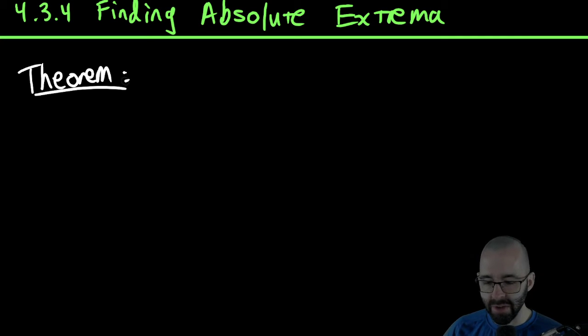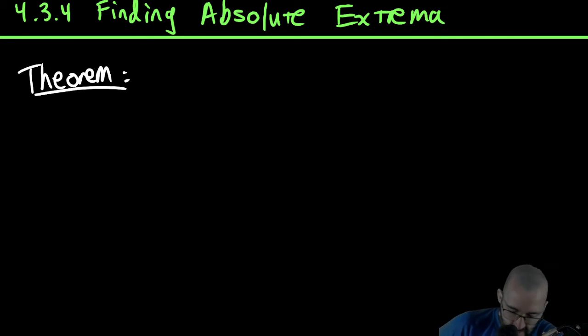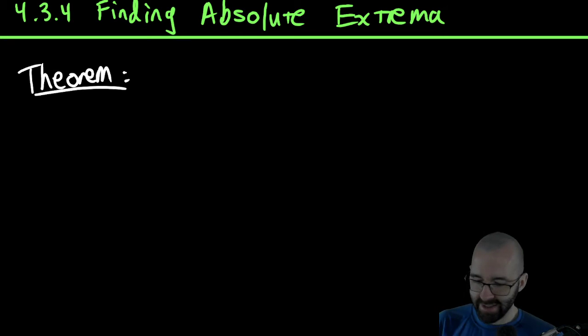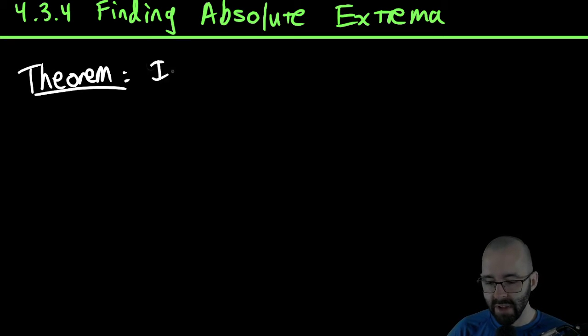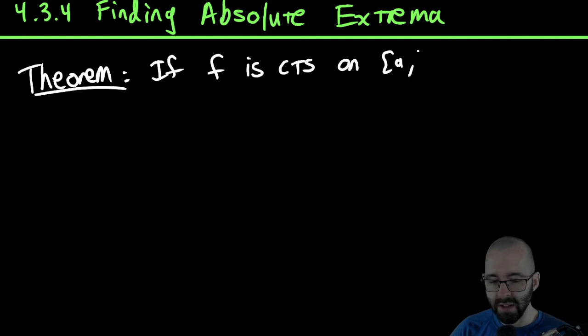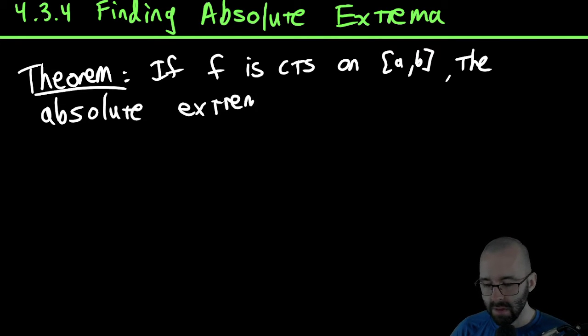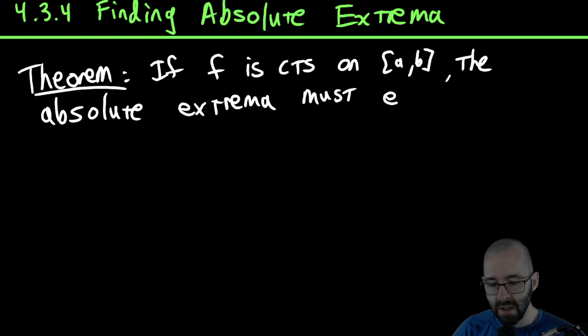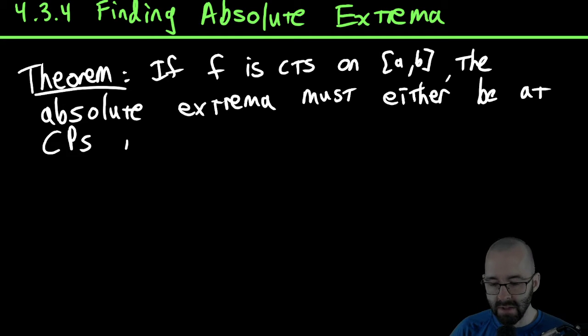Yes, calculus is really one of those subjects that just gets a lot more theoretical, and it doesn't stop in Calc 1. So, theorem. If f is continuous on an interval a to b, don't worry, this is different than the last one, even though it's starting out the same. The absolute extrema, plural, must either be at critical points in (a, b) or the endpoints of that interval.